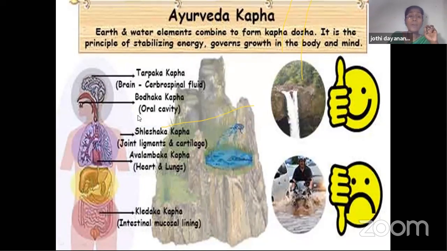And it also affects the oral cavity. So immediately when they get cold, the throat area gets influenced. They can't speak, they cannot bring out their voice, they can't sing. And then the cerebrospinal fluid also gets affected. It becomes too watery sometimes, and then it affects the tarpaka kabam. So it affects the brain also.